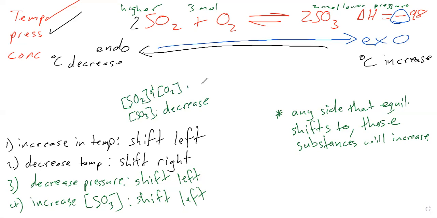In the second scenario, when you decrease the temperature, what will happen to the concentration of SO3? It will increase. And the reactants decrease. When you decrease the pressure, what will happen to the concentration of SO3? Decrease. Right.